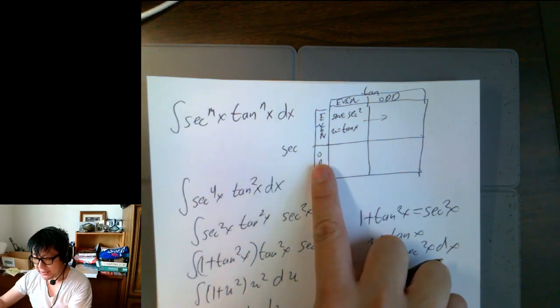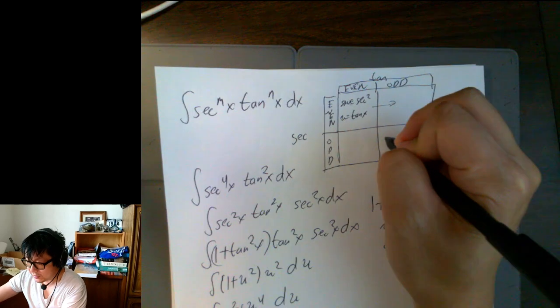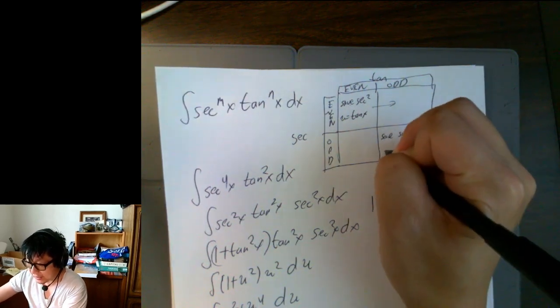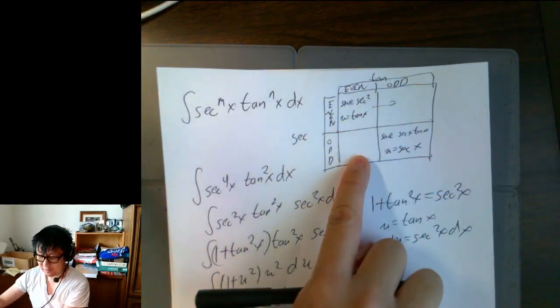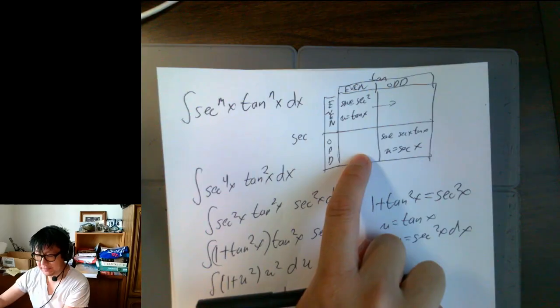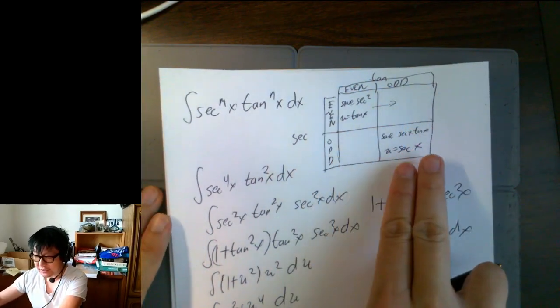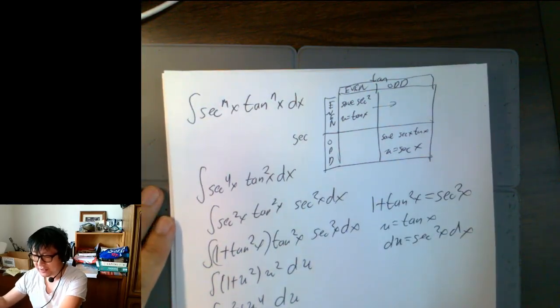Specifically, if secant is an odd power and tangent is an odd power, we're going to save a secant x tan x, and u will be secant x. Unlike the previous case, it does not cover this case. We'll talk about this at the end. So if both secant and tangent are odd powers, we're going to save a secant x tan x, and u equals secant x.